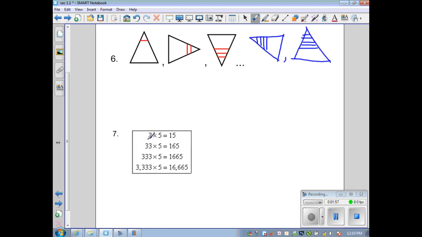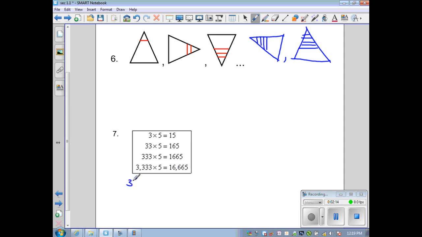Example 7. 3 times 5 is 15. 33 times 5 is 165. 333 times 5 is 1,665. 3,333 times 5 is 16,665.